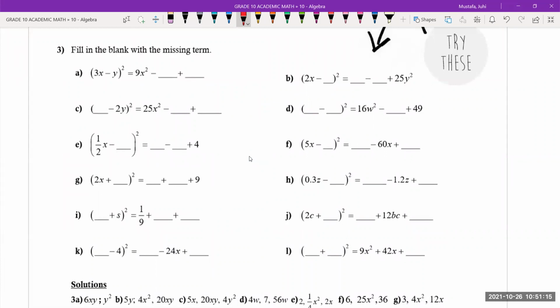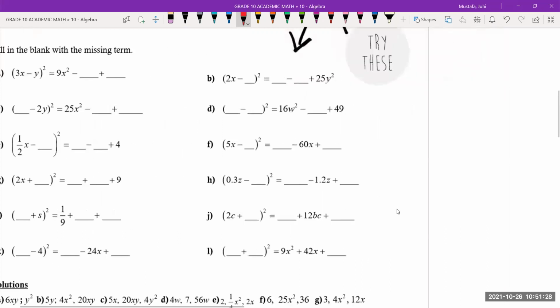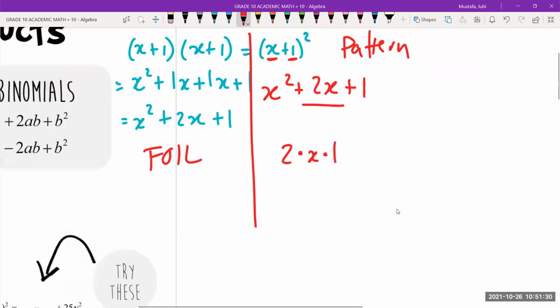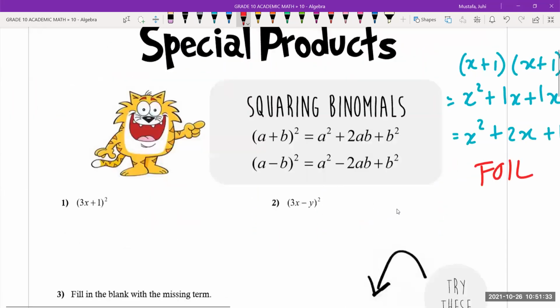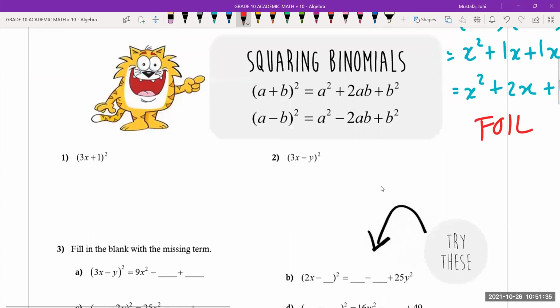For questions like this, if you know the pattern, the question becomes so much easier because then you don't have to sit there and FOIL and work backwards and stuff like that. You can just follow the pattern and it should work. I'm going to do a couple of examples where I'm following the pattern, see if they make sense. Okay, let's try 3x plus 1, all of it squared.